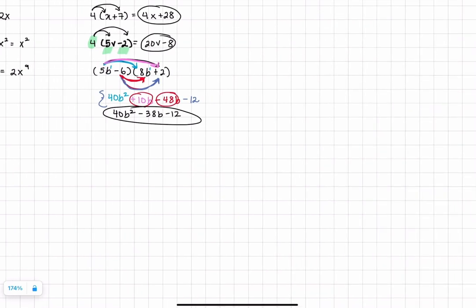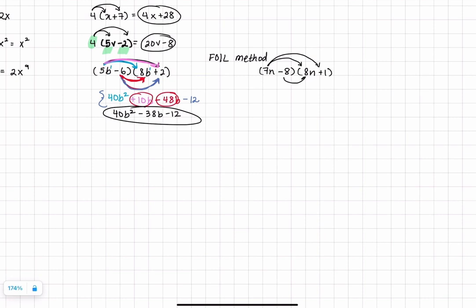So let's say we had 7n minus 8 times 8n plus 1. Great. So now what we do is we FOIL. So this method of distributing is called the FOIL method. So it's basically you're just foiling it out.